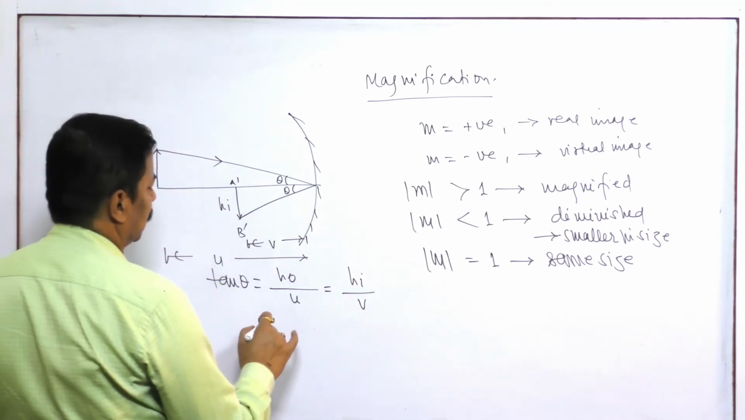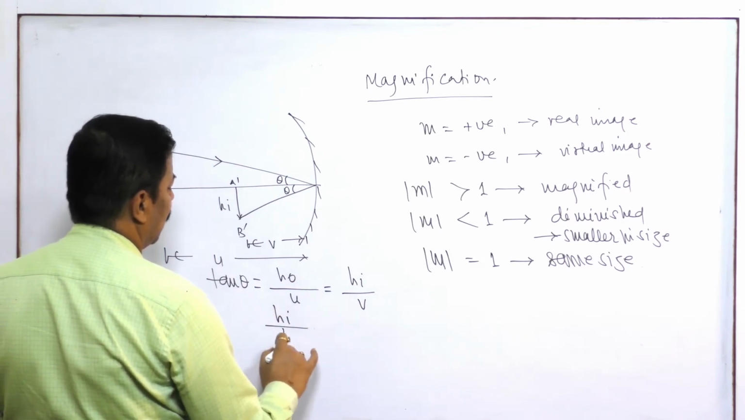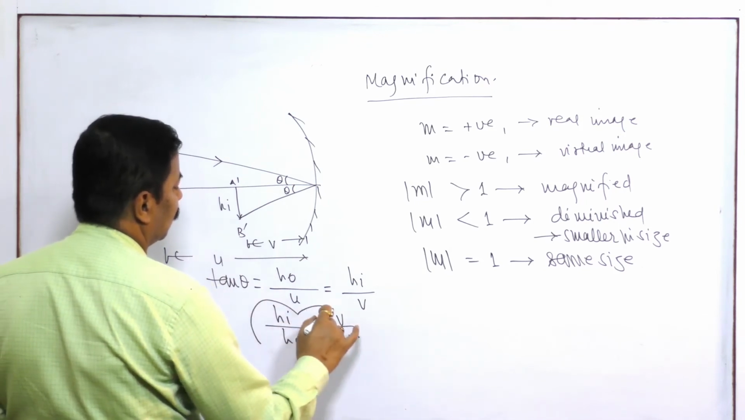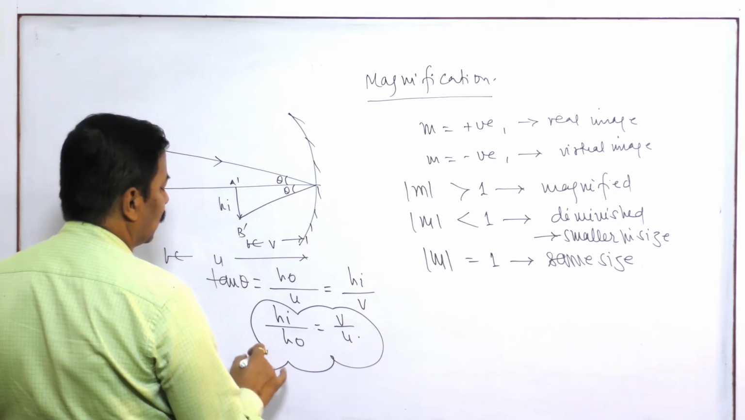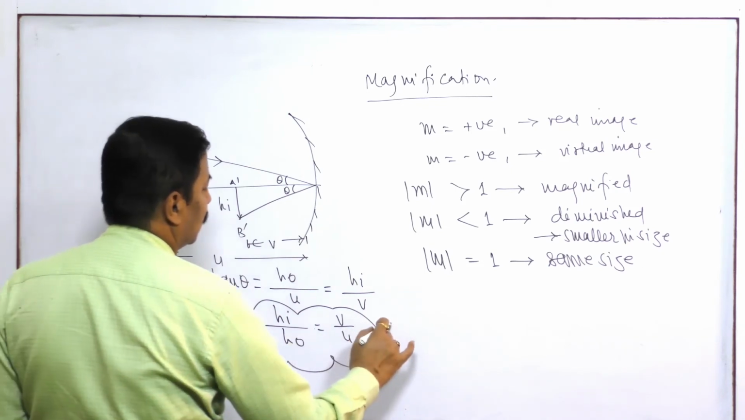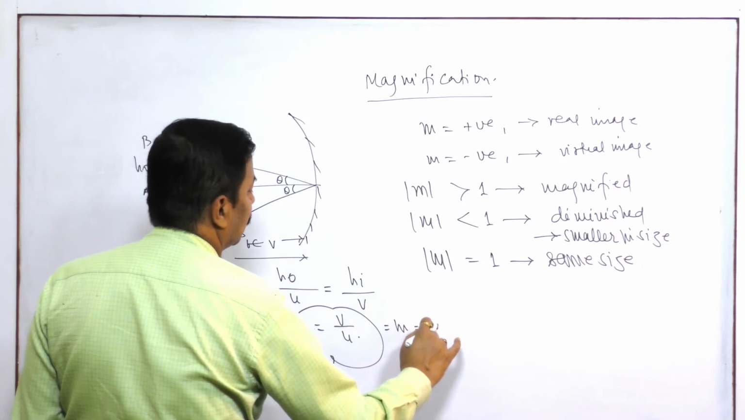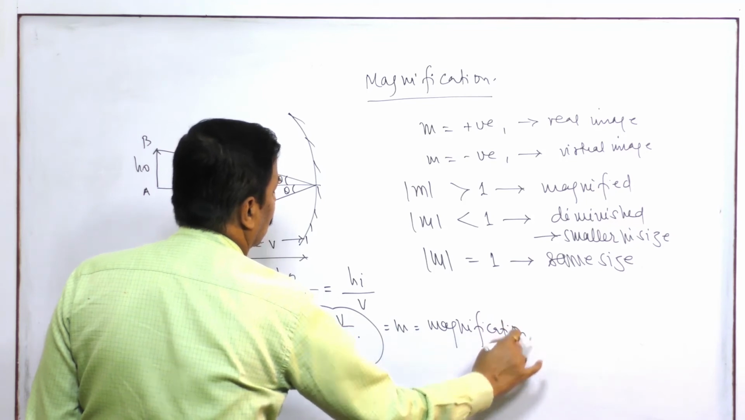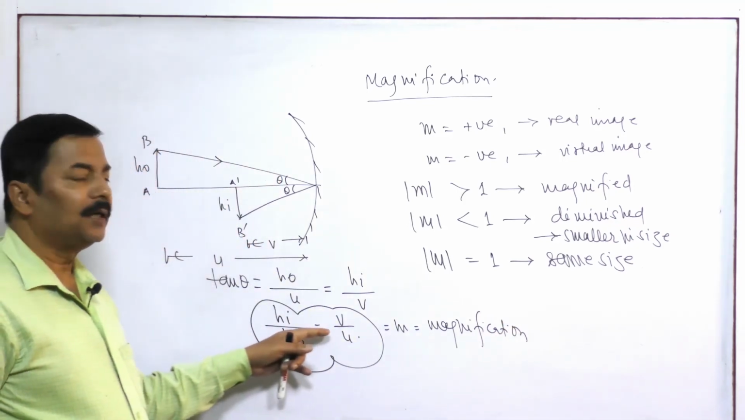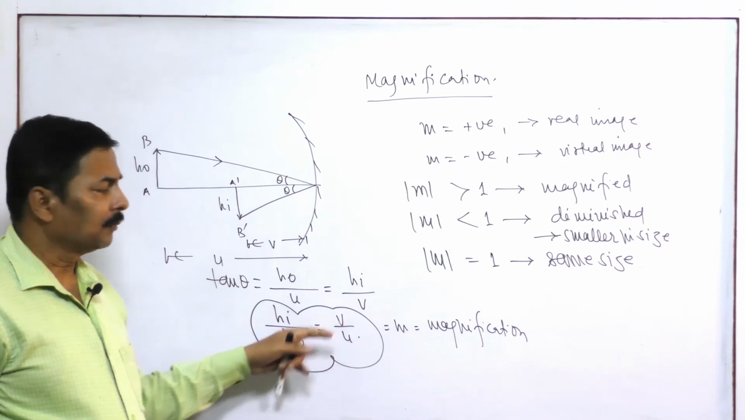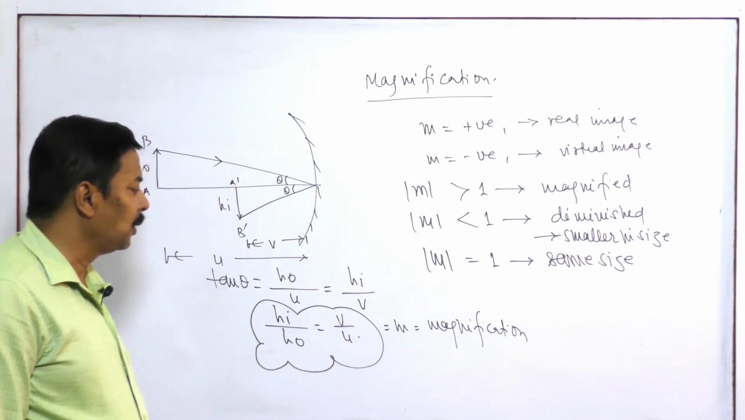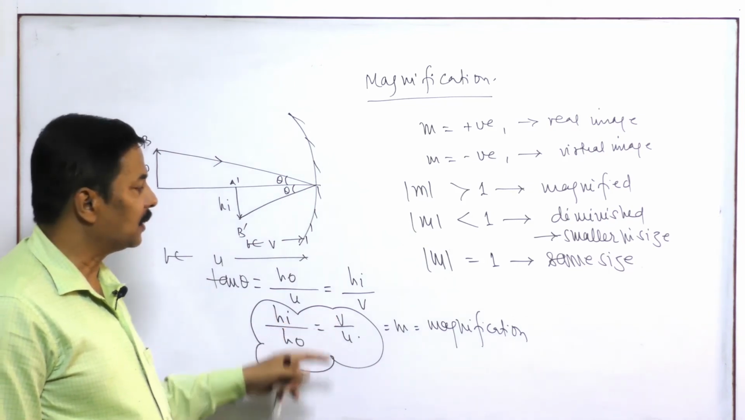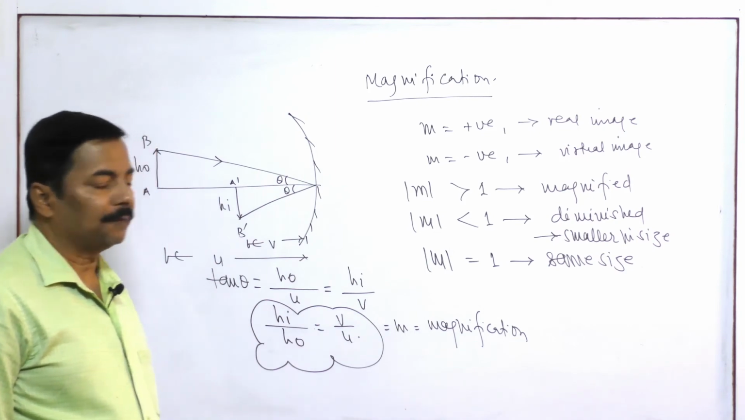So HI by HO is equal to V by U. This formula gives you the magnification. This is called M, that is magnification. For a convex mirror it will be negative. Why? V is negative. So this formula is also helpful in finding the height of image, height of object, object distance and image distance. So this tells about the magnification.